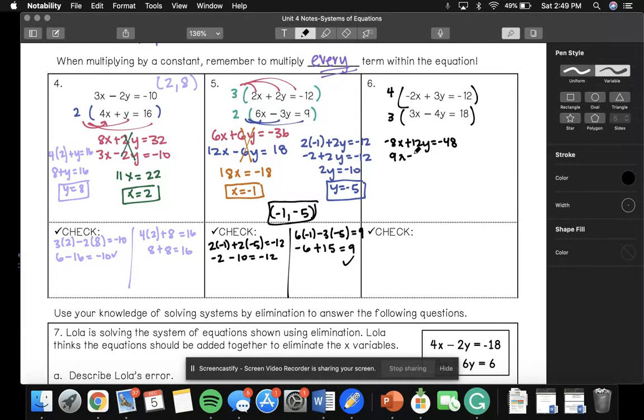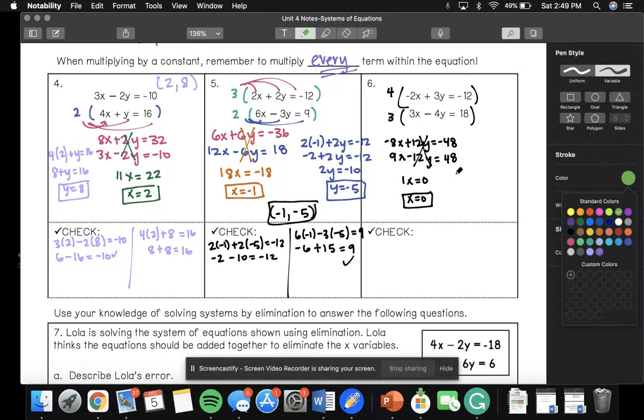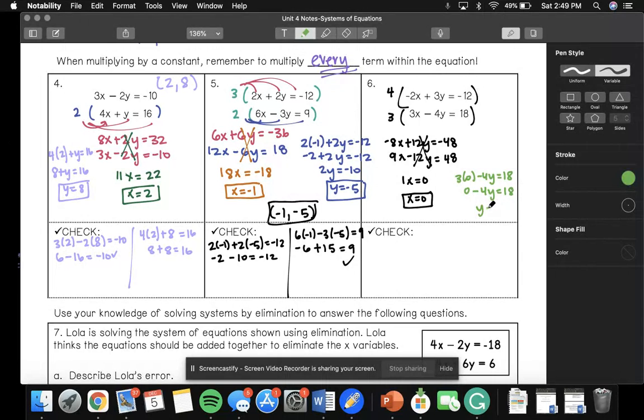Then I would get 9x minus 12y equaling 30, 48. Okay, so these eliminate, and I get 1x equaling 0. Well, that means that x is 0. Okay, so then my y coordinate would be 3 zeros minus 4y equaling 18. So that'd be 0 minus 4y equaling 18. I would divide and I would get negative 4.5. So my solution would be 0, negative 4.5.